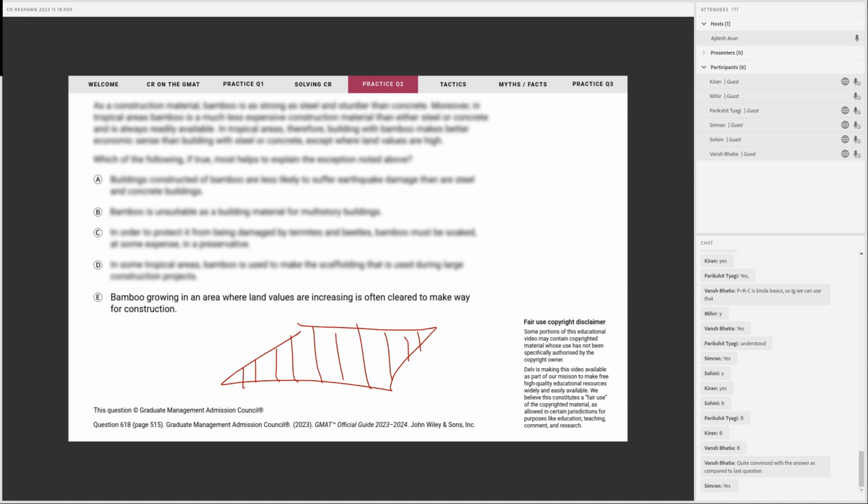If bamboo is already growing there, you can't build in an area where bamboo is already there. So you'll have to remove that bamboo and then build, right? Option E doesn't tell you that you can't do that building with bamboo. That's the problem with E.